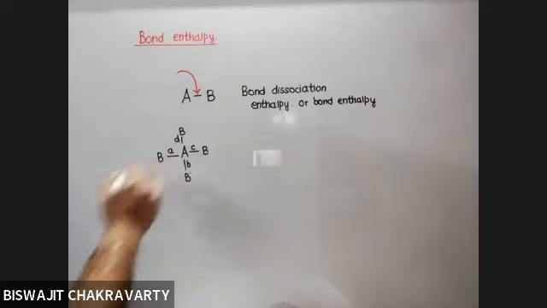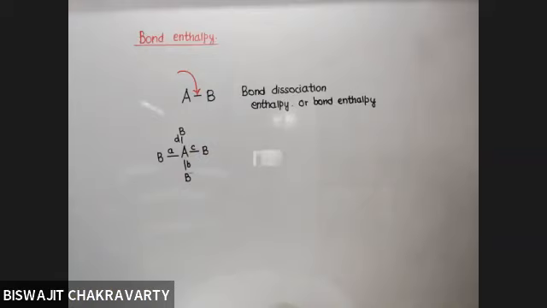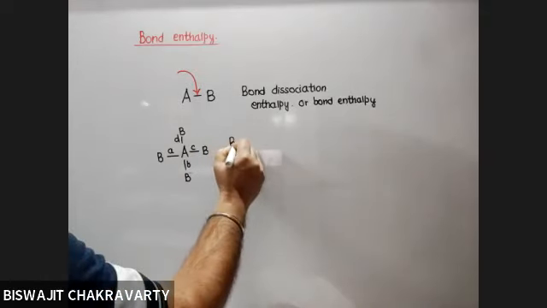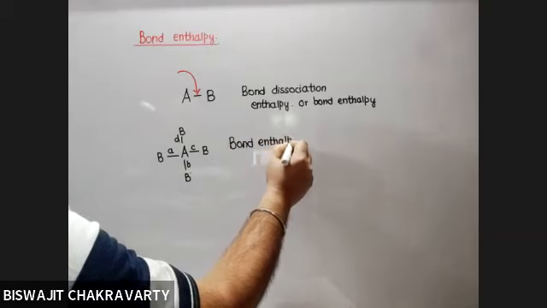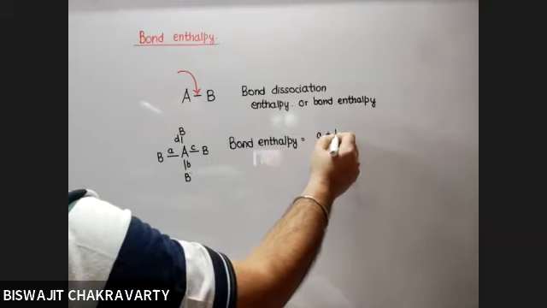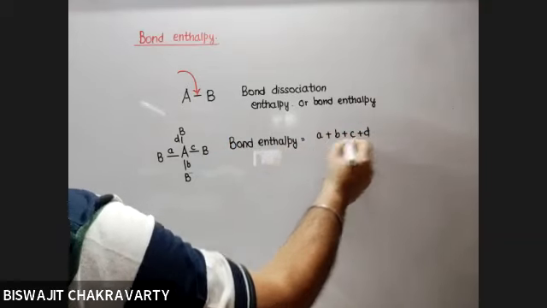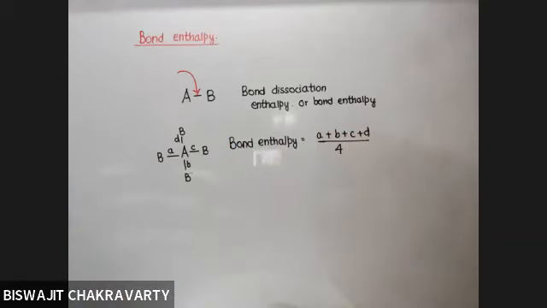Let us say that the bond dissociation enthalpies of each and every bond are A, B, C, and D. In such a case, bond enthalpy will not be the same as bond dissociation enthalpy. Rather, it will be the average of all the bond dissociation enthalpies. Previously also, the bond enthalpy was the average of bond dissociation enthalpy, but because it's a single value, the average of a single value is the value itself, isn't it?